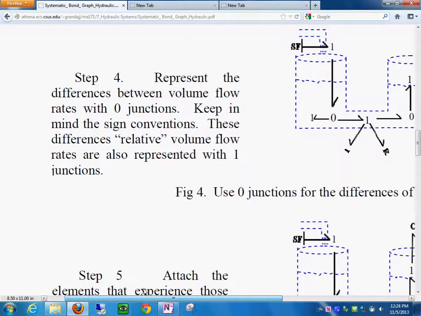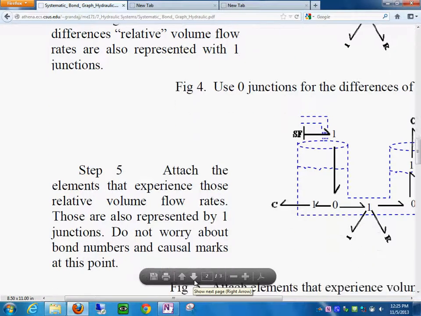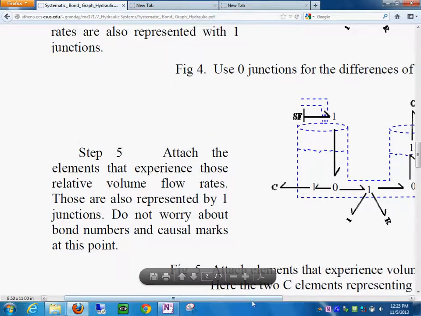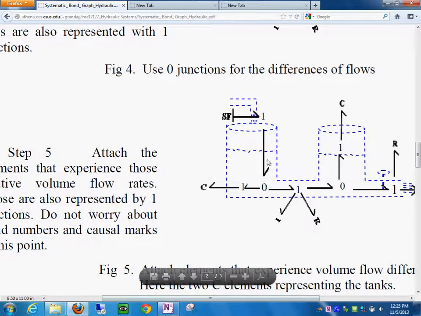So represent the difference between volume flow rates with zero junctions. And keep in mind the sign conventions, meaning what you consider to be bigger and what you consider to be smaller in your sign convention, to do this relative volume, as I would call it. So this difference we represent with one junctions. So this minus this is this.